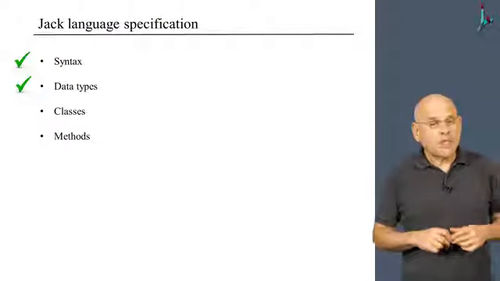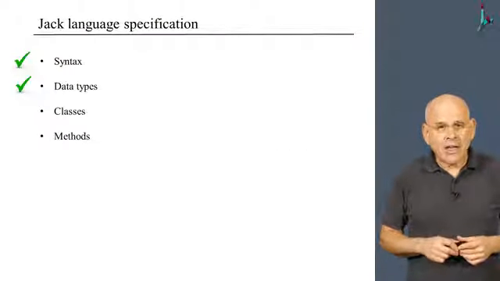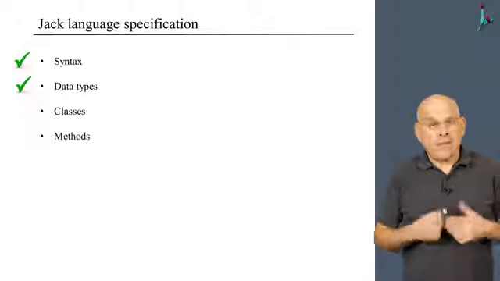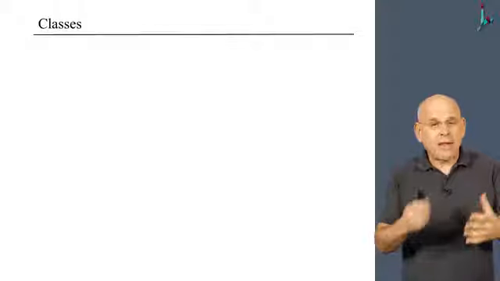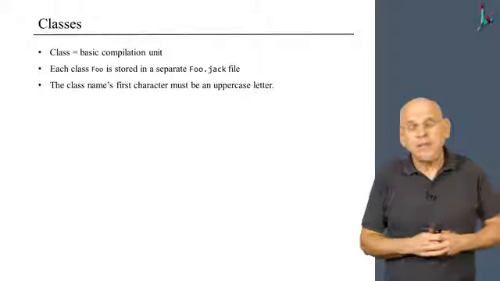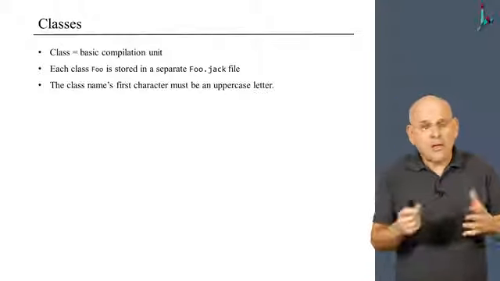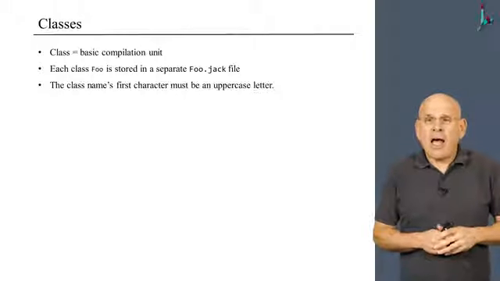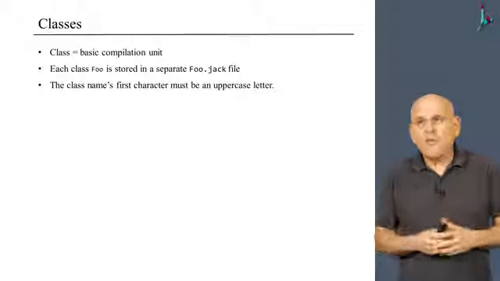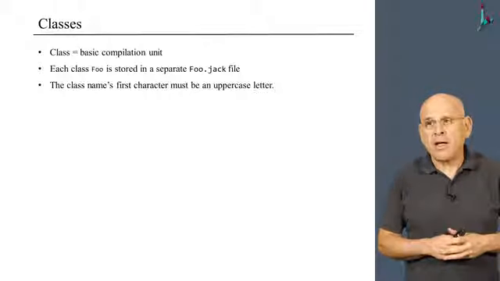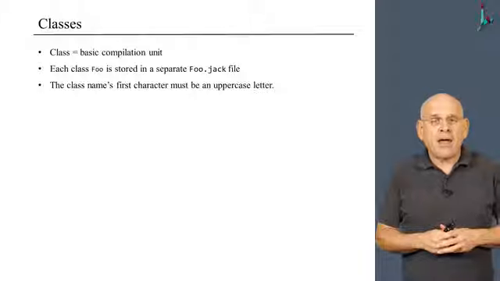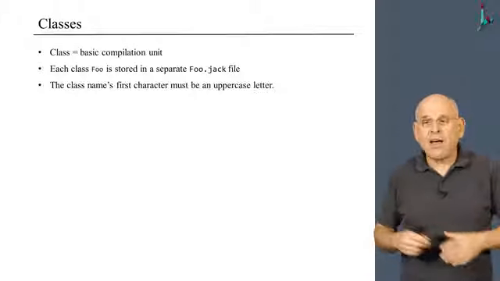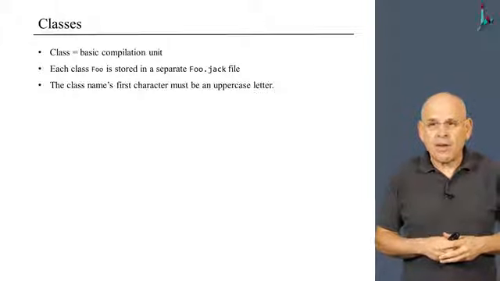The next thing that we will explore in the Jack language specification is the notion of classes. Now, the class is the most fundamental and basic compilation unit in the Jack language, likewise in Java, C#, C++. Each class named Foo is stored in a separate Jack file, and this file is compiled separately from all the other class files in your application.